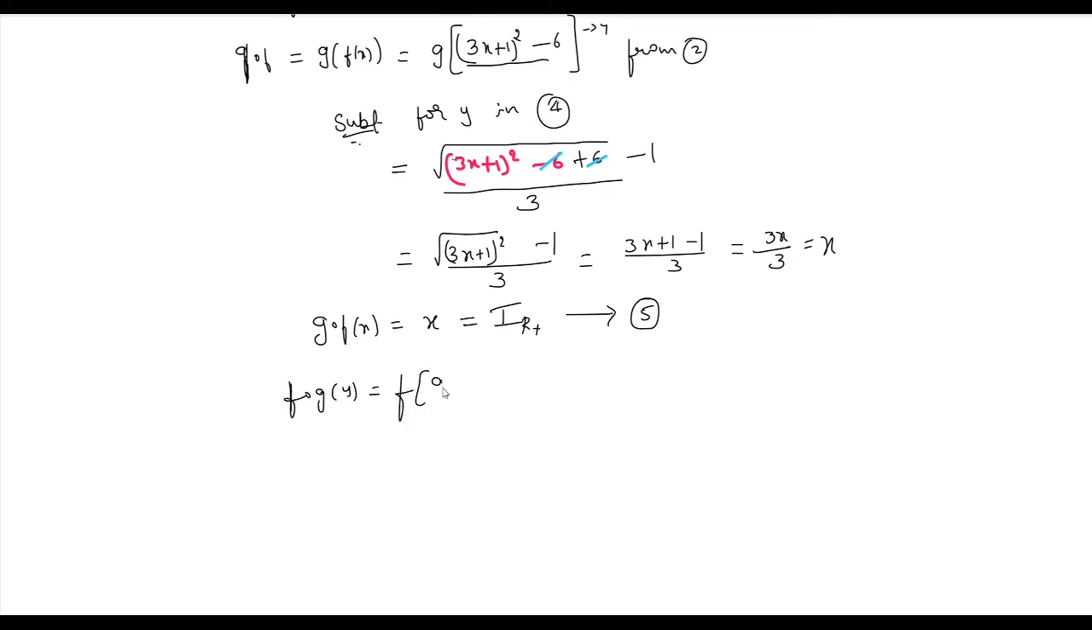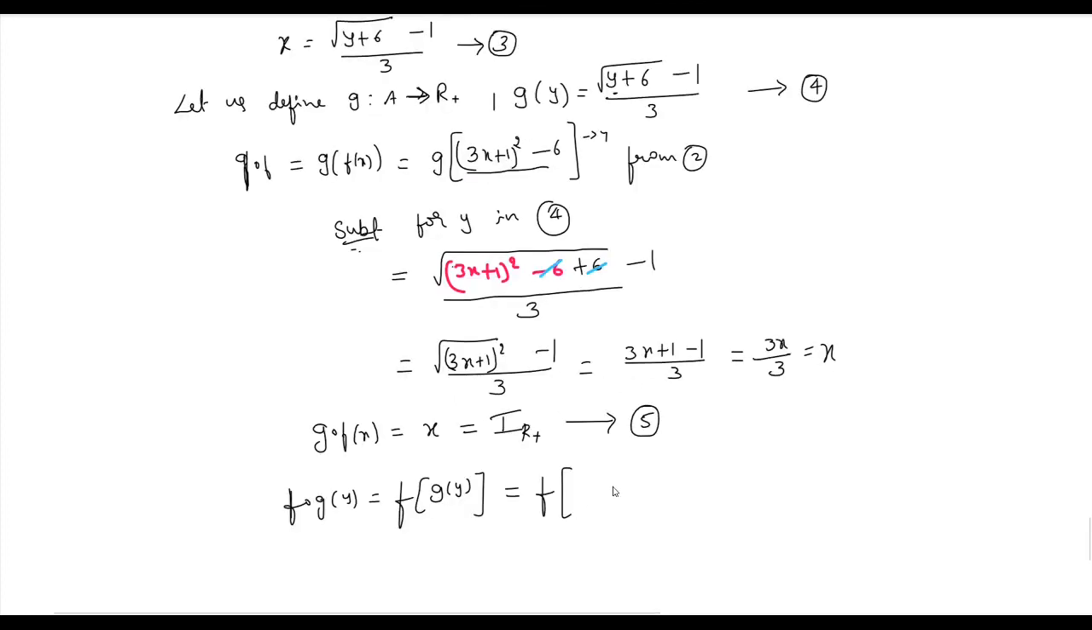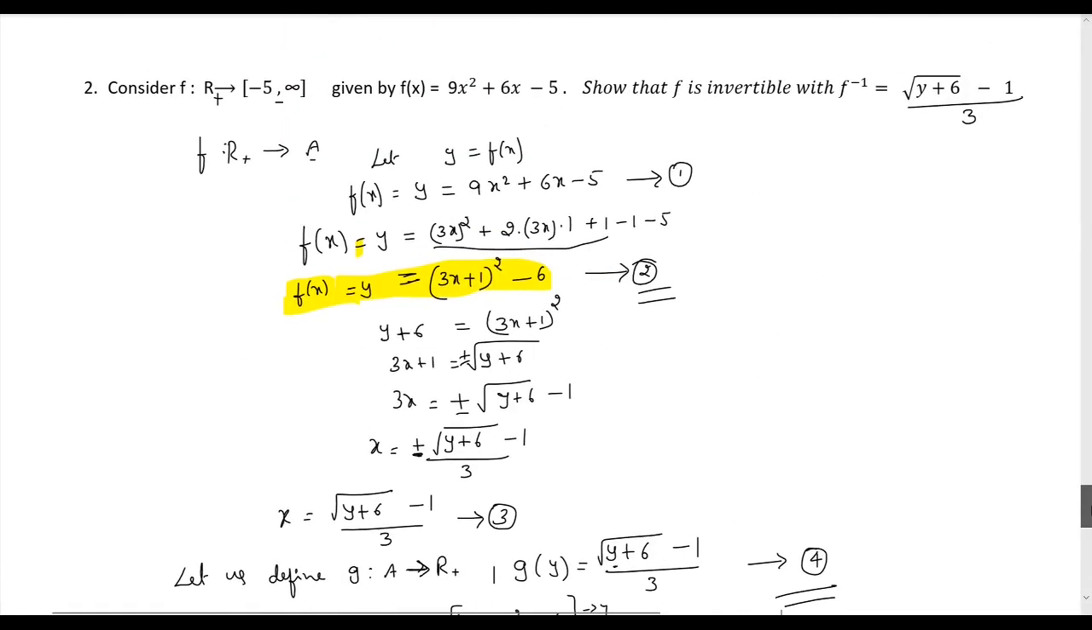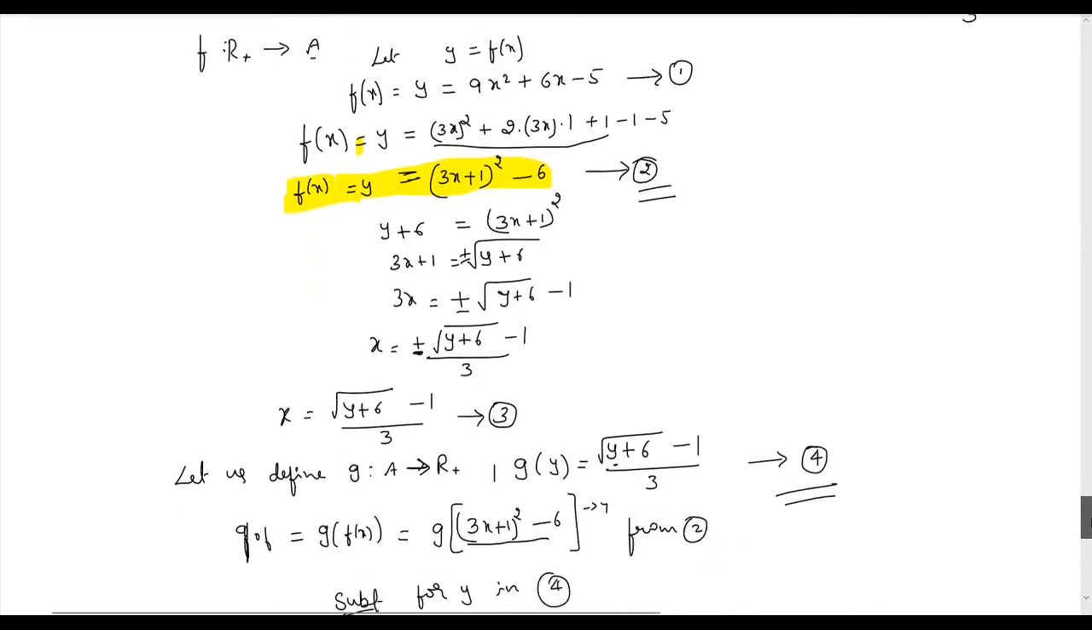F of g of y. So let us write g of y. If you write g of y, it is root of y plus 6 minus 1, whole divided by 3. How did we get this? This is from equation 4. This is what we defined for g of y to be. Now this whole thing has to be substituted in equation 2, which is f of x, the highlighted one.